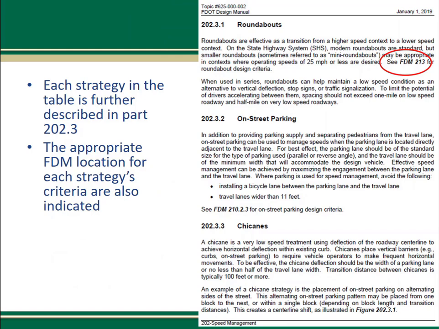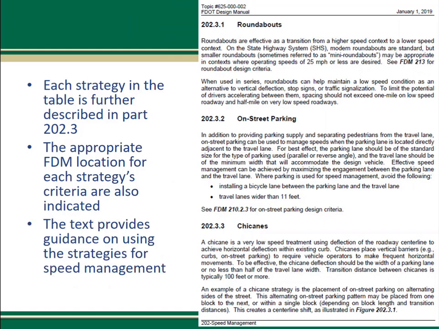What FDM 202 provides that these other chapters don't provide is additional information that is specific to using these techniques for speed management. So for instance, in on-street parking, it includes additional information about how to use on-street parking in a way to achieve speed management. So it's not just the criteria for how wide a parking space has to be, for instance, but also how to put it together with other elements of the streetscape in order to achieve the speed management that you're trying to achieve. This is shown for each of these techniques in this chapter.